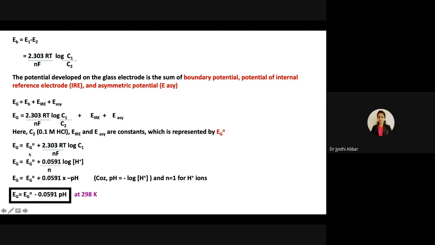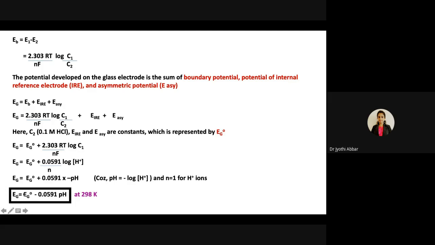Eg naught is nothing but the standard reduction potential of the glass electrode. Now C1 means H plus concentration. Log of H plus concentration means minus pH. At 298 Kelvin, we'll get 0.0591 upon n, and n will be equal to 1 for H plus ions. Therefore, the final form will be Eg is equal to Eg naught plus 0.0591 into pH at 298 Kelvin. So this is how we can find the electrode potential of Eg.